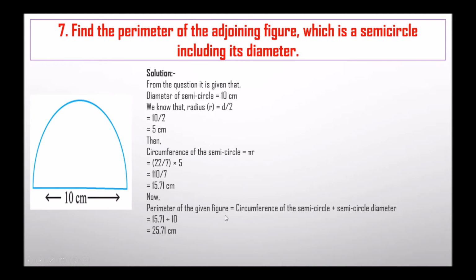Perimeter of the given figure equals circumference of the semicircle plus the semicircle diameter. So 15.71 plus 10, that is 25.71 centimeter.